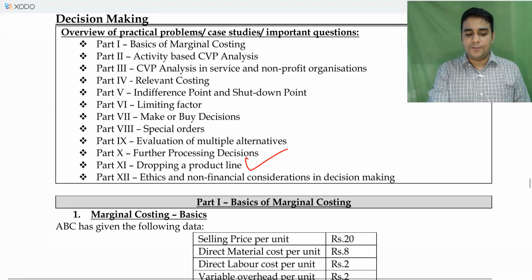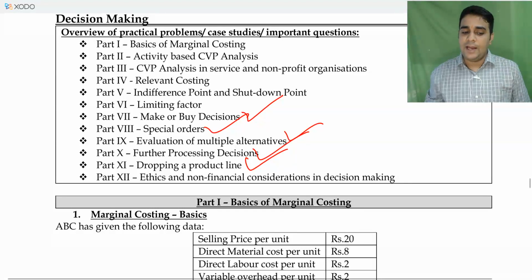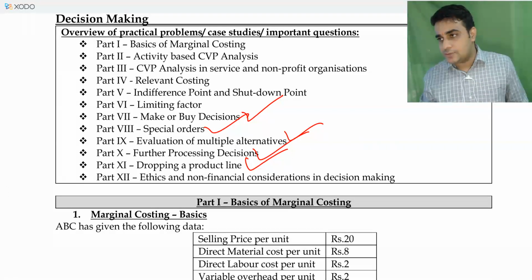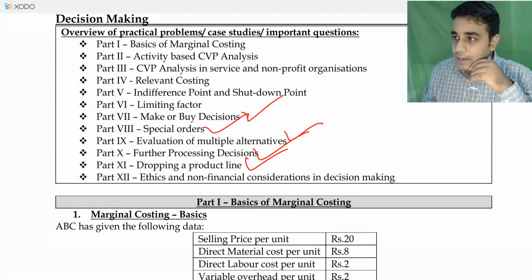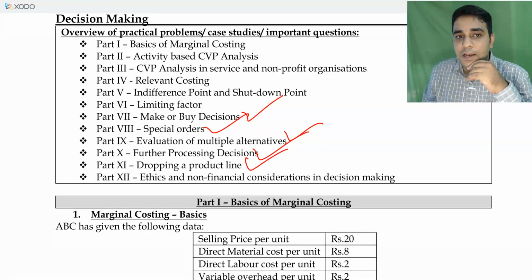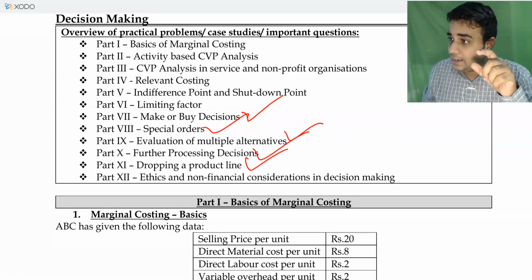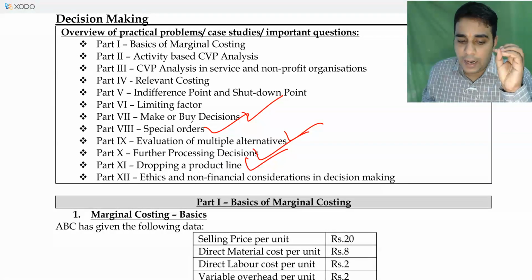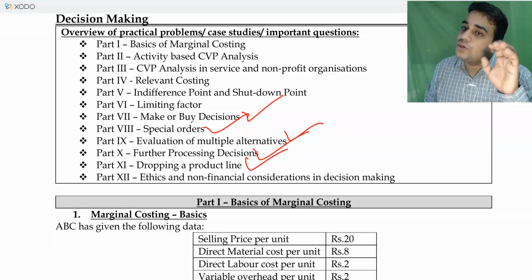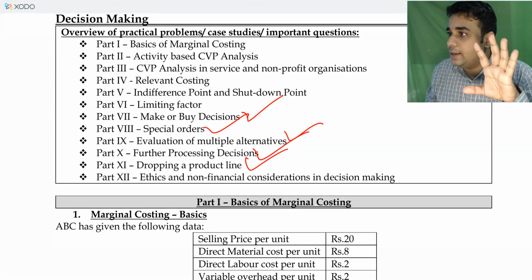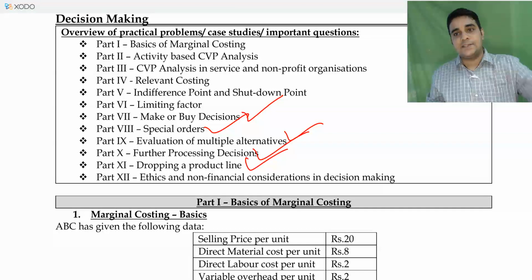Dropping a product line, further processing decision, special orders, make or buy decision, evaluation of multiple alternatives. All this, the crux or the basis becomes relevant costing. Relevant costing is basically going to tell us how should I go about making a decision. Now what we are going to start now is basics of marginal costing, which is an extension of what you did at CA Inter. You have already done this at CA Inter level. It's just going to be an extension of what you did at CA Inter level.